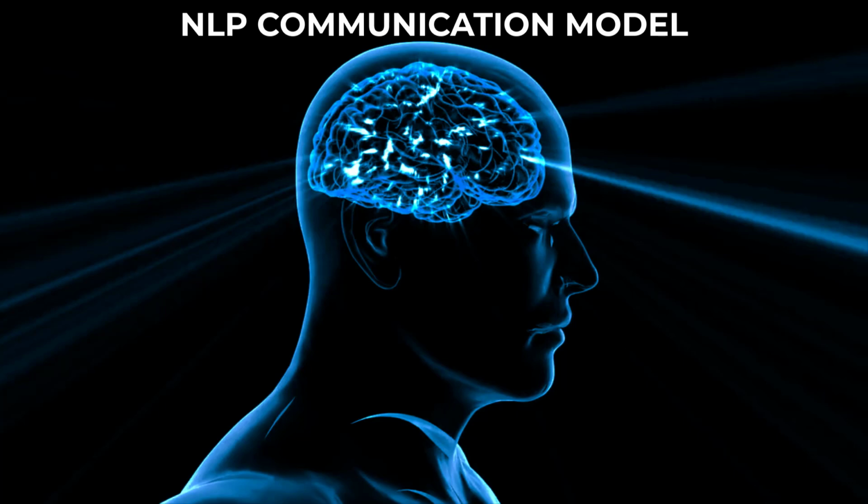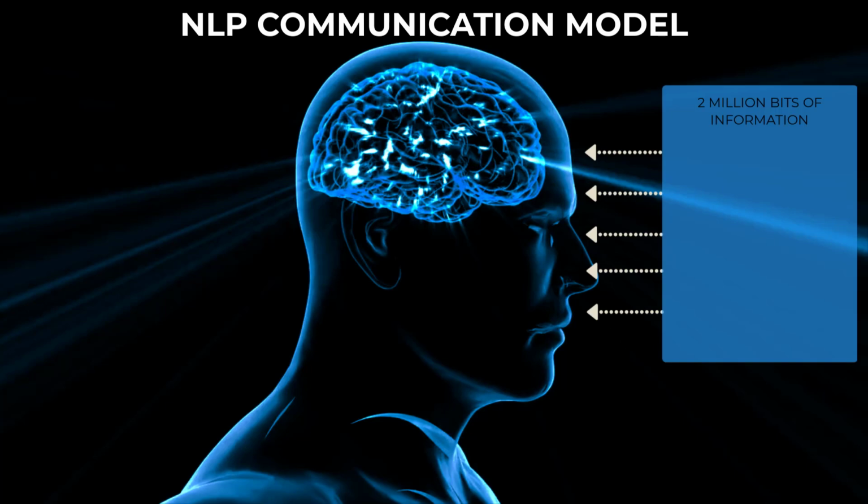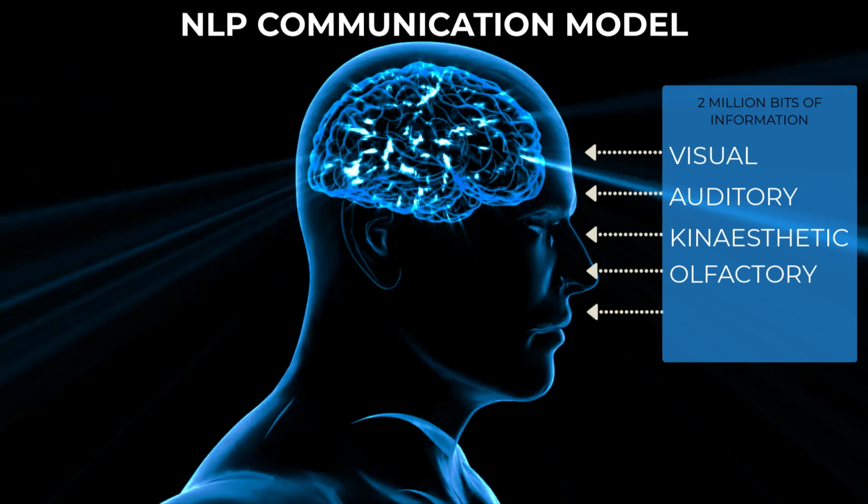At any one point in time, we take in millions of bits of information into our brain, and we do this through our 5 senses. Through our eyes, visual, through our ears, auditory, through our feelings and touch, kinesthetic, through our noses, olfactory, and through our tastes, gustatory. Each of these senses are limited neurologically.